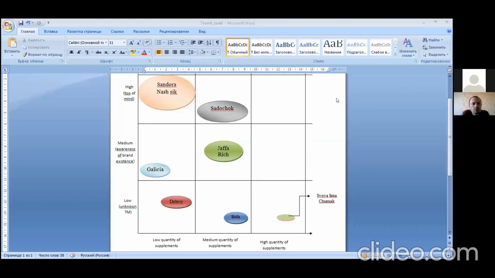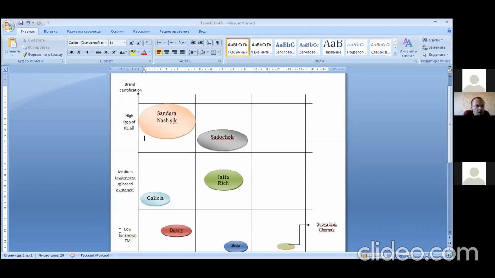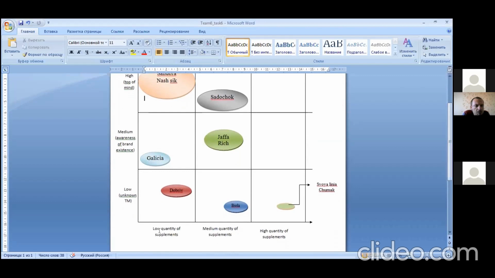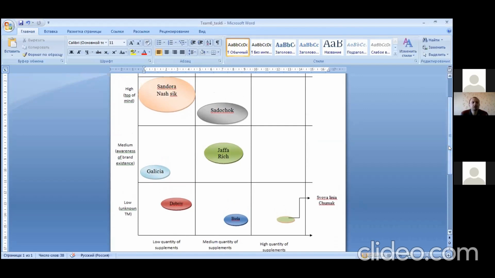Can you see it? We have already begun to do this work. So on the vertical axis, we have brand identification. It starts from low, unknown, then medium, and high. And on the horizontal, we have quantity of supplements: low, medium, and high. Okay, theoretically it is possible, very good.